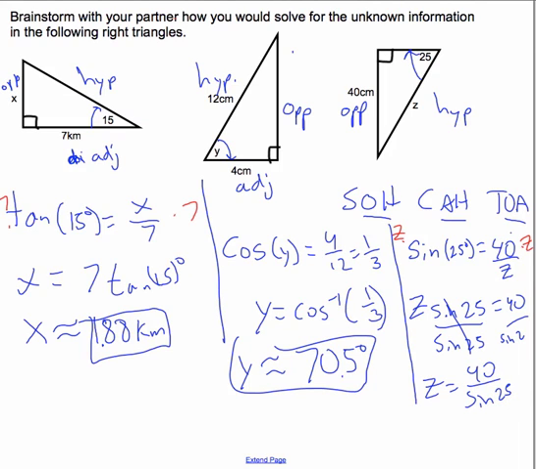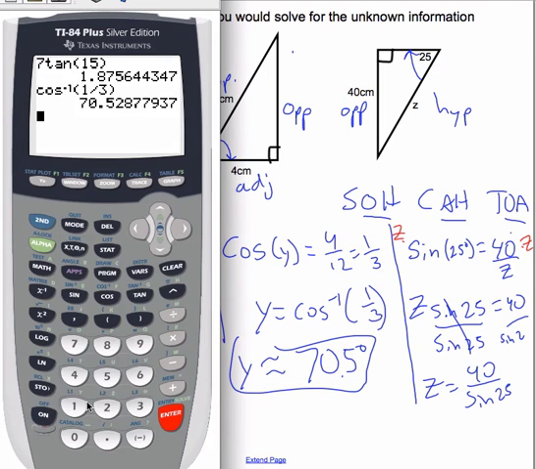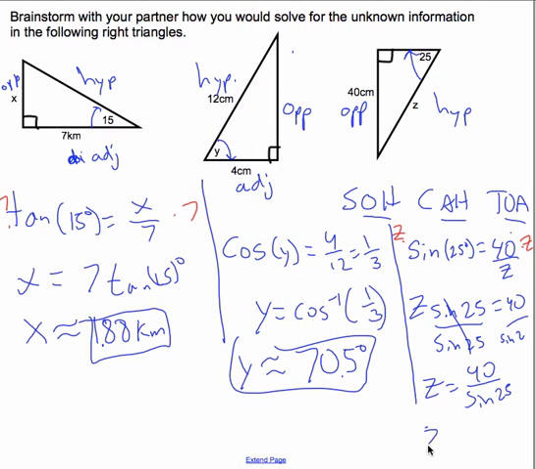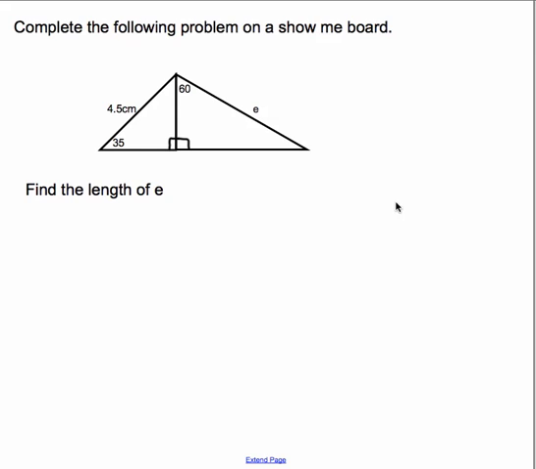So we're going to do that in the calculator. 40 divided by sine 25. That will give me 94.7. Sorry, 94.6. 94.6 centimeters. Okay, next we're going to do this example here.